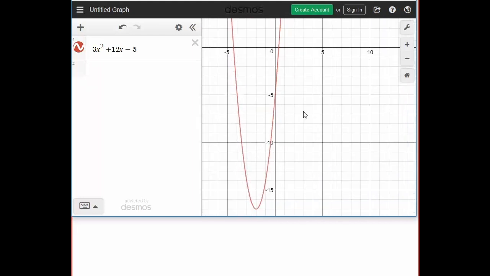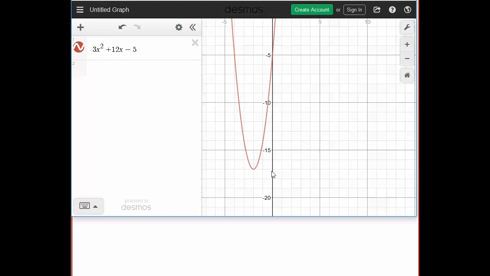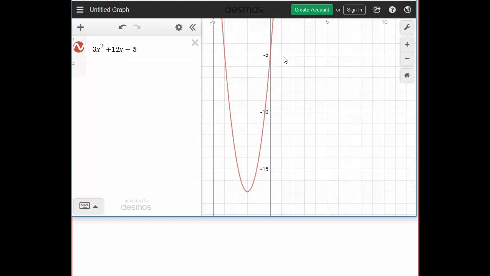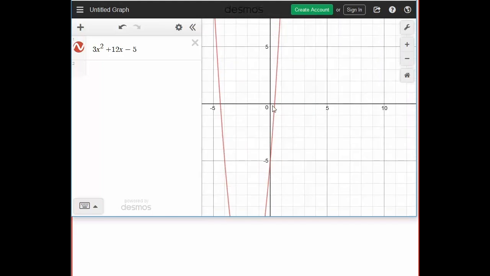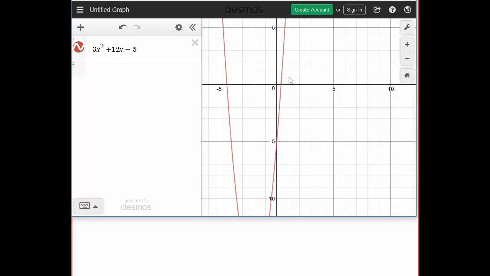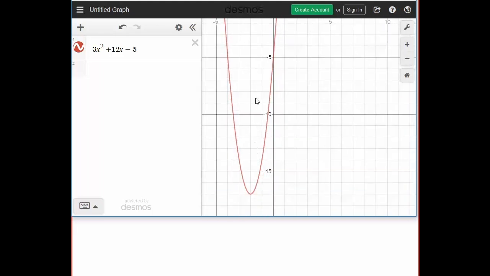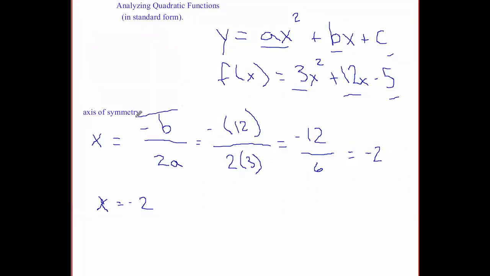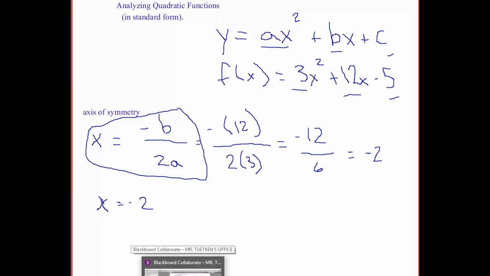Notice if we come up here, you can see this point. From the origin, which is up here, 0, 0, it is 2 spots over. It's at that x equals negative 2, the vertical line, x equals negative 2, through the center of the quadratic function. So that formula, which again was x equals negative b over 2a, does work for finding the axis of symmetry. But that's also going to tie in to the next thing we want to look at.